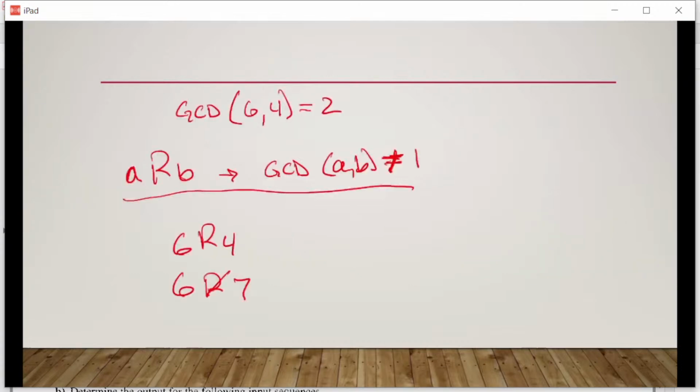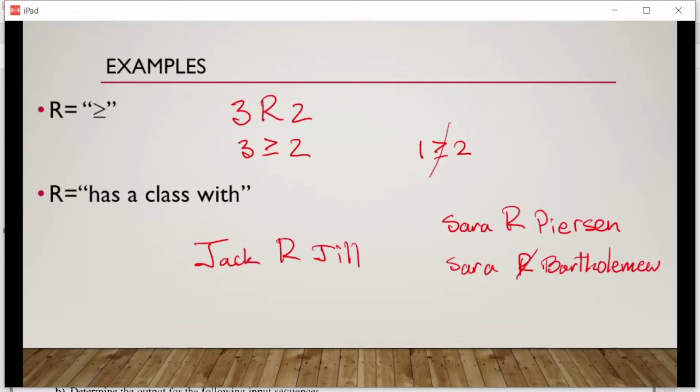What about, where's this other one, the GCD one? A is related to B as long as the GCD of A and B is not equal to 1. So is this reflexive? Oh, wait, I'm sorry. We were doing reflexive. Sorry. I was just doing symmetric with you. My bad. I got a little ahead of myself. That was the symmetric. We're going to the symmetric in a minute. Sorry. So has a class with. Let's back up. Has a class with, is it reflexive? So is Jack related to Jack?